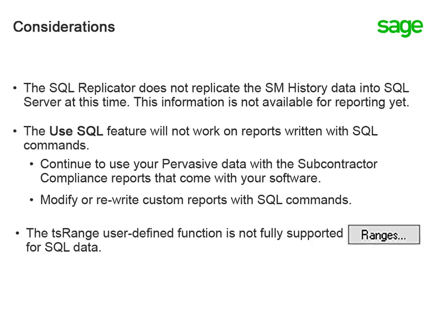All the 300 CRE user-defined functions are supported for SQL data except TS Range. TS Range puts in place the Ranges button in the Print Selection window. This is not available when you generate a report as a desktop tab and may not work when you generate the report from the Reports menu.